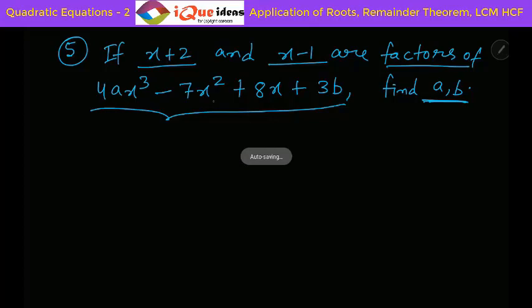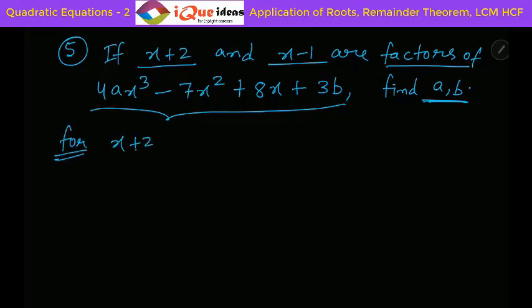That means when we divide this given expression by x plus 2, remainder should be 0. Similarly, when we divide this given expression by x minus 1, then also the remainder should be 0. Okay, so let's go one by one. Let's first do it for x plus 2.